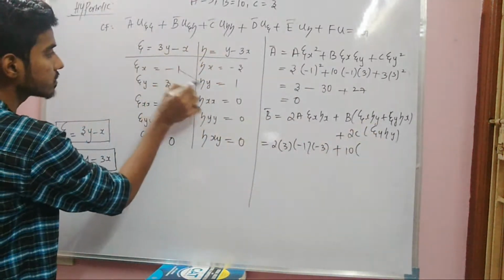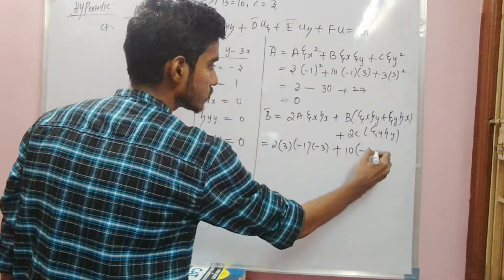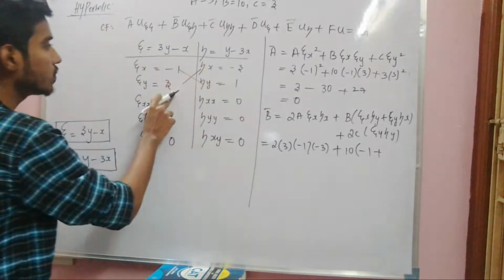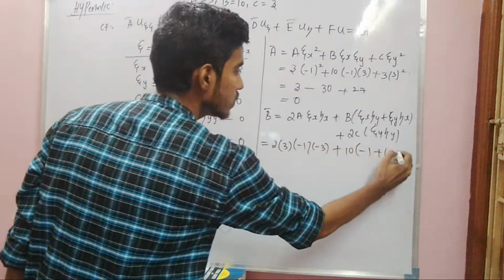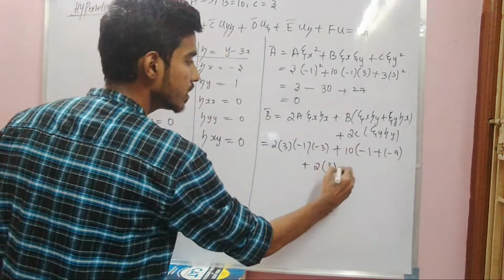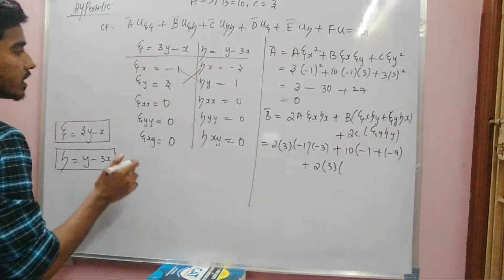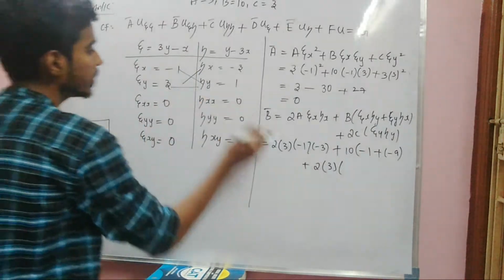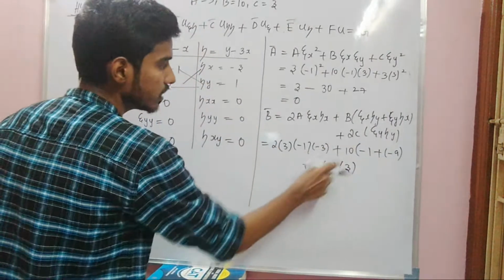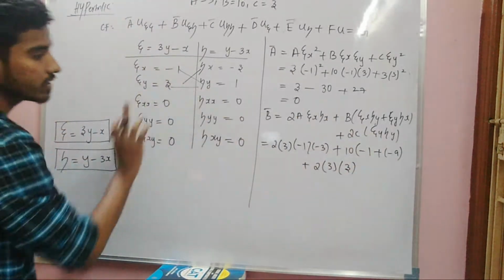So theta x eta y. Here we have -1 because -1 into 1. Eta y eta x will be 3 into -3, so we have -9, plus 2 into c, which is 3, and eta y theta y eta y. Theta y eta y is 3 into 1, which is 3, right? So c is 3, and eta y theta y is 3 again.